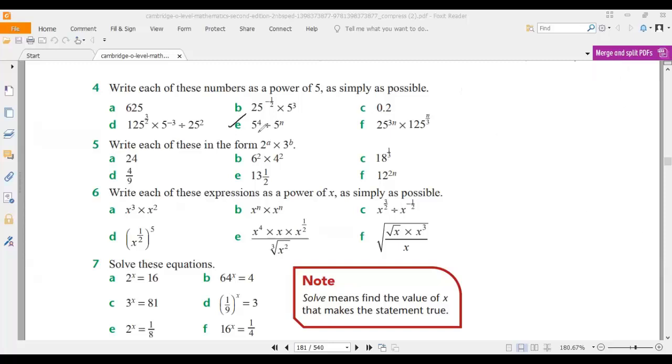Now, question number E. 5 to the power 4 divided by 5 to the power n can be written as 5 to the power 4 minus n.